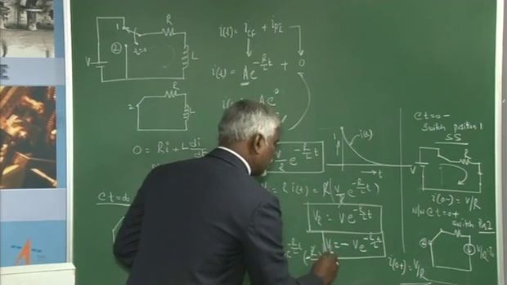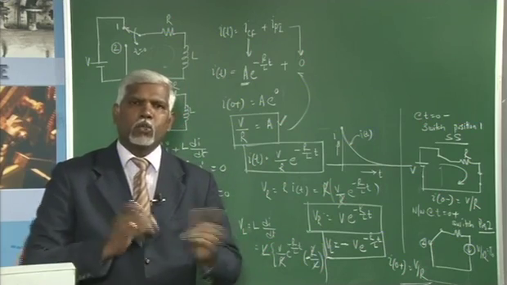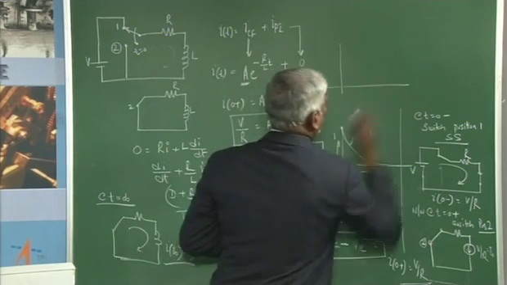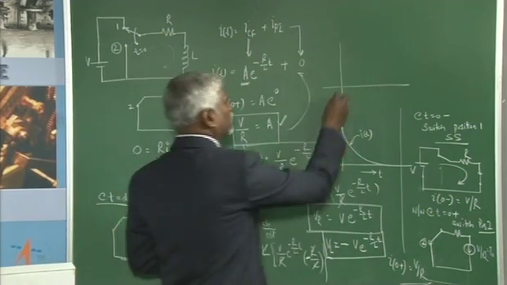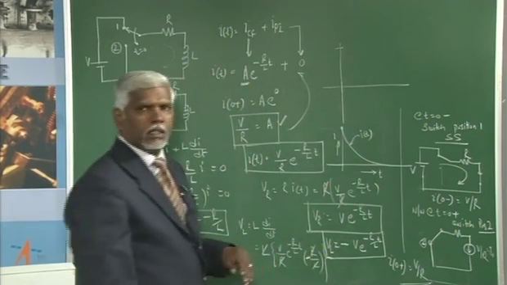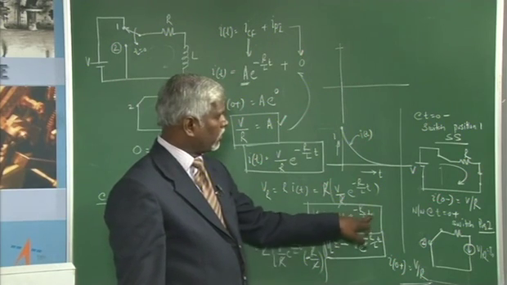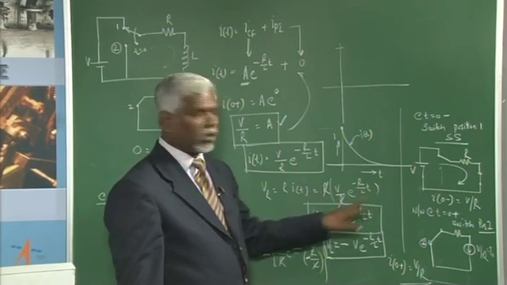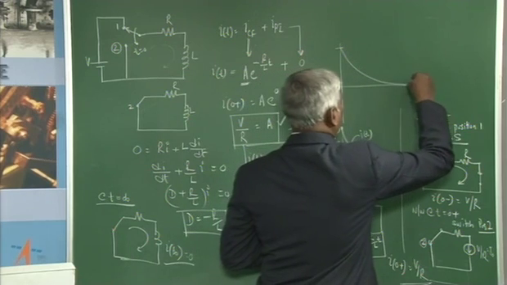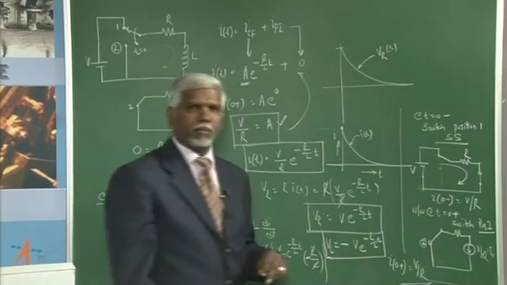If we plot the voltage across the resistor and inductor, we will have some idea about how the voltage across these two varies with time. The voltage across the resistor at t equal to 0 is V. When t equal to infinity, this term goes to 0, and I will be left with 0. So, exponentially the voltage across the resistor decreases with time.